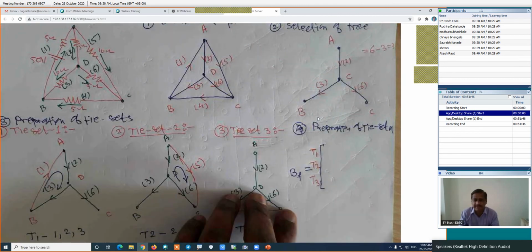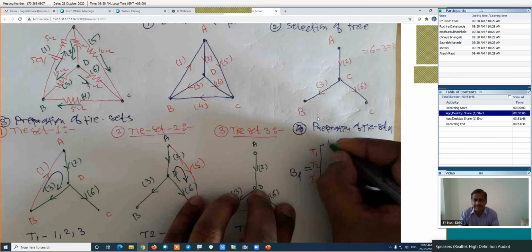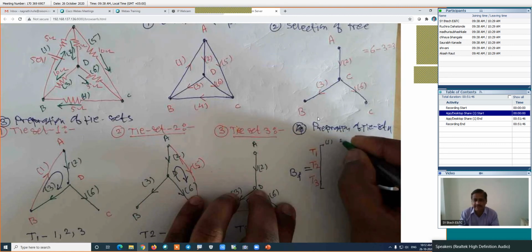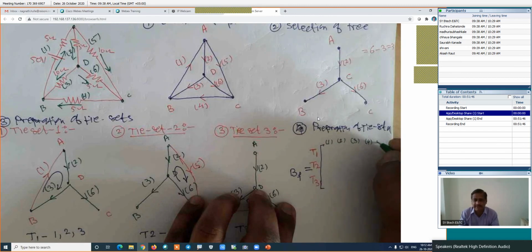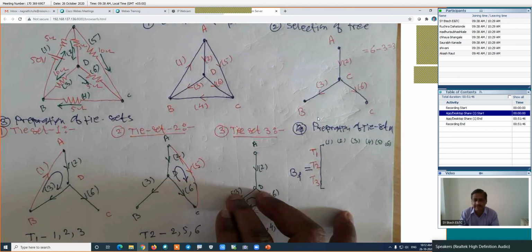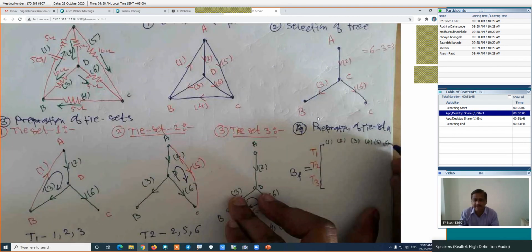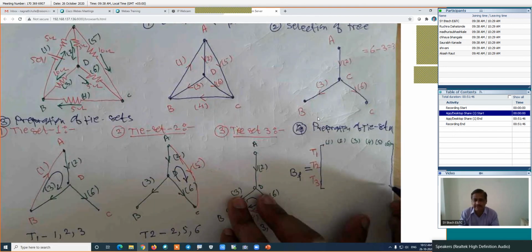What are the columns of this matrix? Branches. This is branch number 1. How many branches we have? 6. Branch number 2. This is branch number 3. This is branch number 4. This is branch number 5, and this is branch number 6. If we have 6 branches in this particular case, we will have 6 columns.